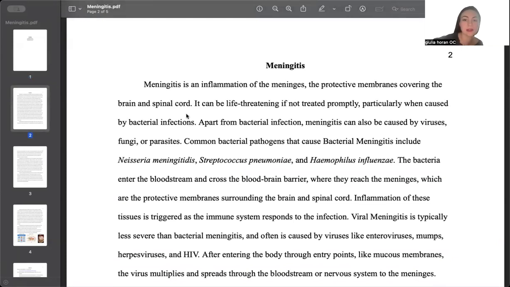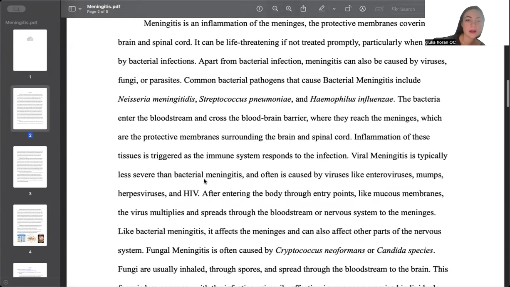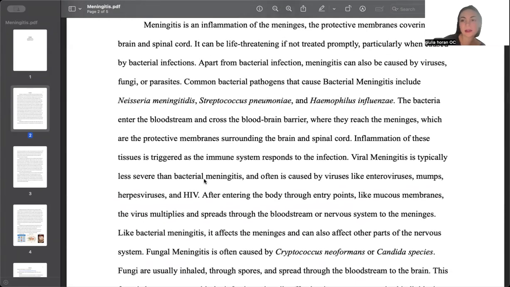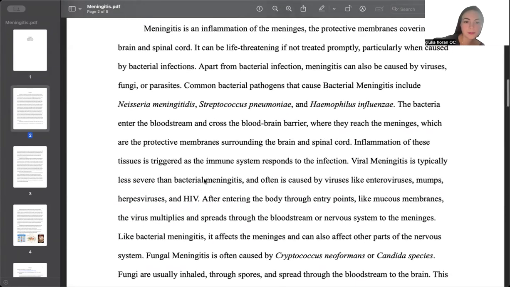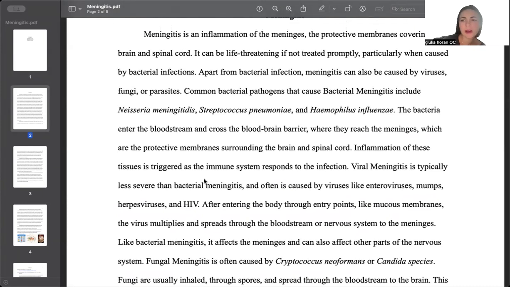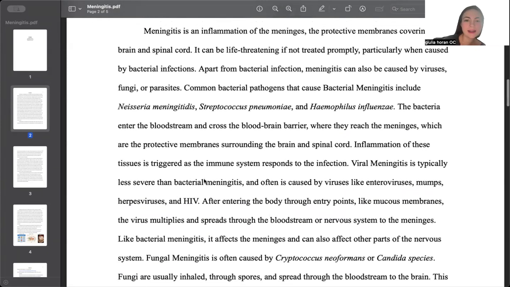Meningitis can be life-threatening if not treated promptly, particularly when caused by bacterial infections. There are other forms of meningitis that aren't just caused by bacteria. It can also be caused by viruses, fungi, or parasites, but bacteria is the most lethal. Well, not always. I'll get into it.